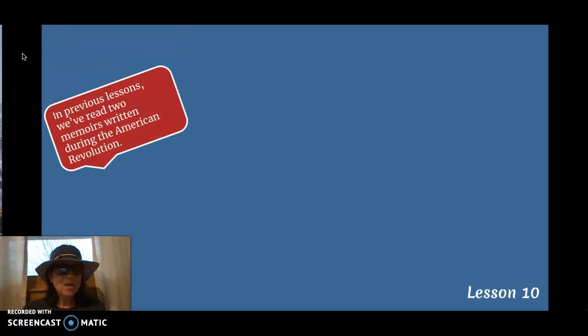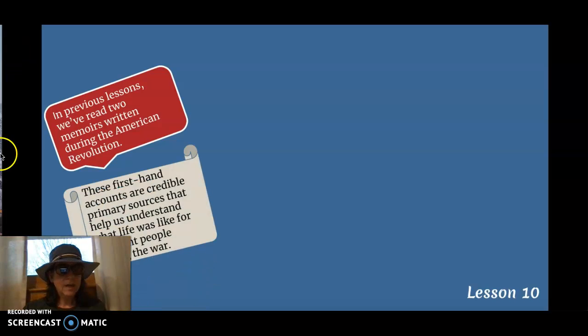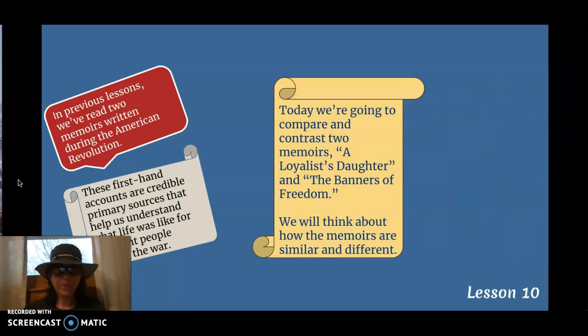All right. So in previous lessons, we've read 2 memoirs written during the American Revolution. These first-hand accounts are credible primary sources that help us understand what life was like for different people during the war. Today, we're going to compare and contrast 2 memoirs, A Loyalist's Daughter and The Banners of Freedom. We will think about how the memoirs are similar and different.